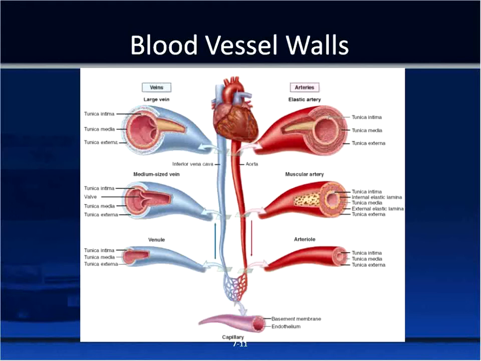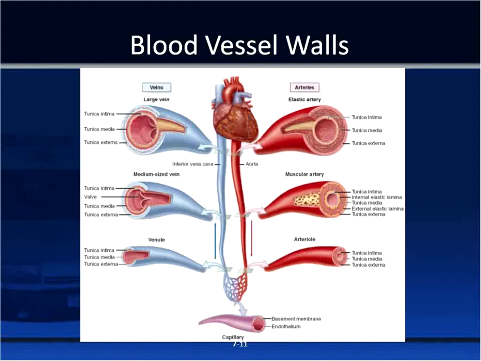The walls of the arteries and veins are made up of 3 layers of tissue. The innermost layer, the tunica intima, is normally smooth, enabling blood to flow easily along its surface. Conditions such as high blood pressure, high cholesterol, smoking, and diabetes can damage this inner layer.